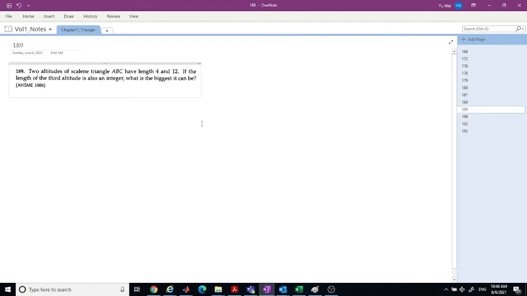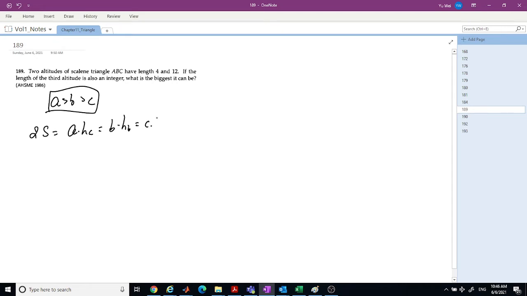Next, it's problem 189. The two altitudes of a scalene triangle, what scalene means is A greater than B greater than C, no sides are equal, right? Then based on the area, you know 2S is equal to aHa is equal to bHb is equal to cHc. So we know the larger the side is, the shorter the altitude is, right? The height is. So the third altitude is also an integer.